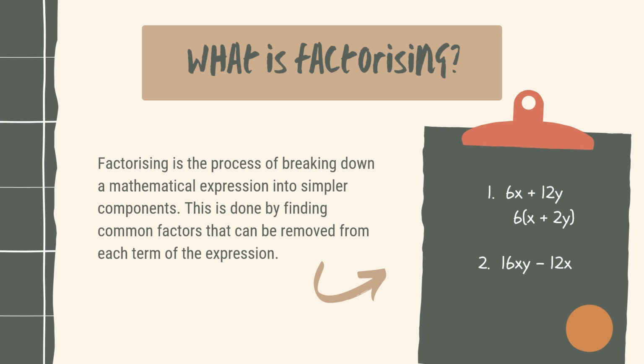Next, we've got 16xy minus 12x. From this expression, we can see that the common factor that can be removed from each term is 4x. So we take out the 4x and then we divide the first term, 16xy divided by 4x, so we've got 4y, minus 12x divided by 4x, which equals 3. So the answer to this question is 4x, and then 4y minus 3 inside the parentheses.